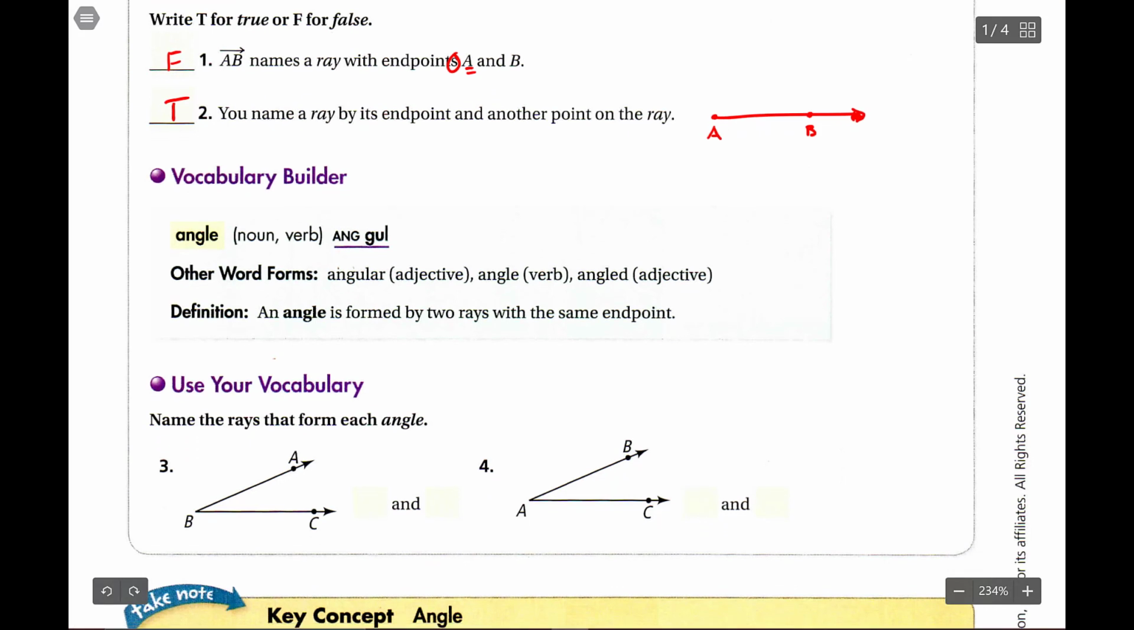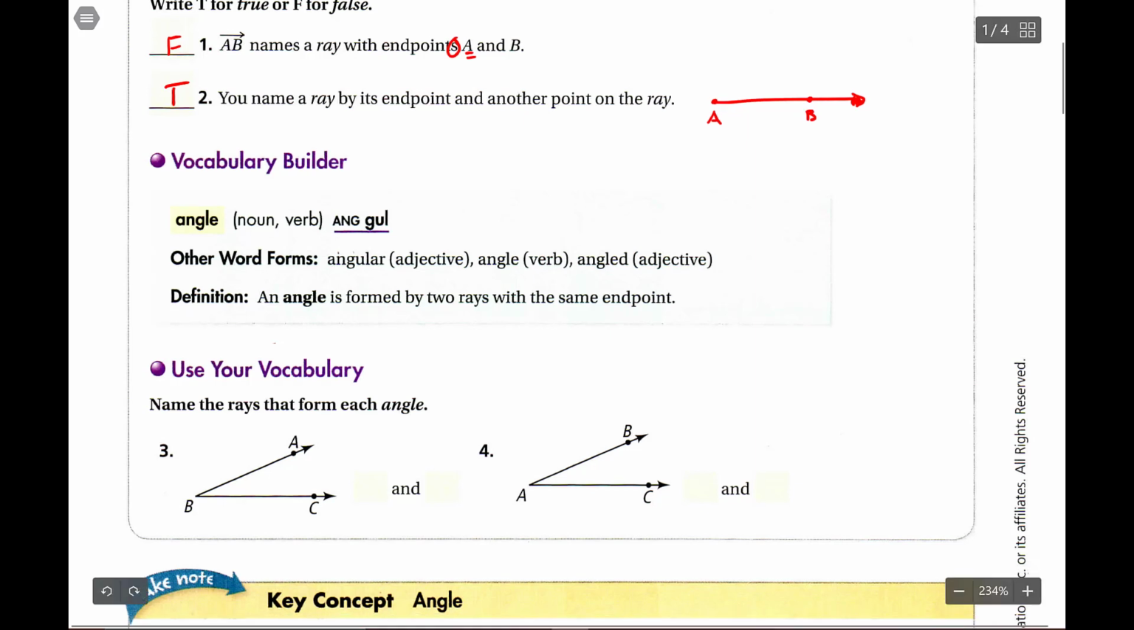Some of the words that we're going to look at today: angle, obviously, because we're talking about measuring angles. Some word forms that you may encounter are angular. You will encounter angular momentum in a physics class. We will discuss angular momentum when you have me for calculus. There's also angle and then angled. And an angle is just formed by two rays that share an endpoint. You can see that here in the examples below.